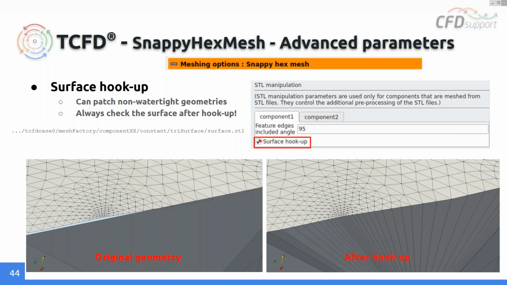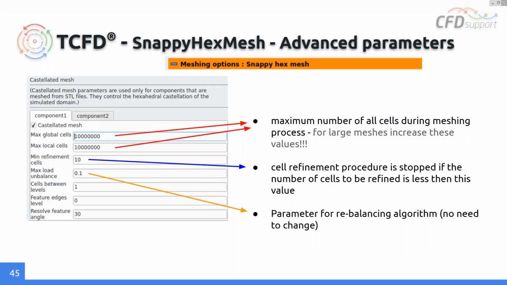If you enable it and look at the surface at the beginning and at the end, it can save the situation and patch these holes. But be careful, always check the surface after this step, because sometimes it patches the mesh or the input geometry pretty nicely, but sometimes it distorts the shape totally. So sometimes it can save the situation in case of not watertight geometry.